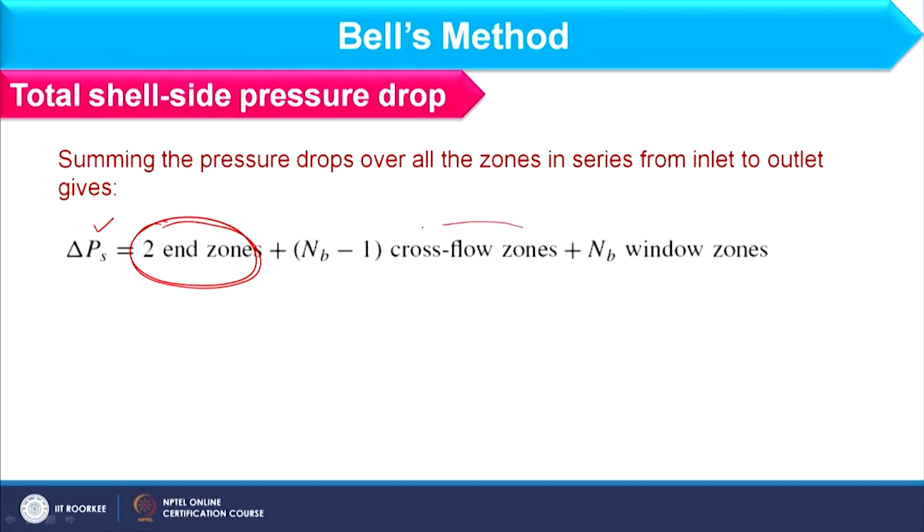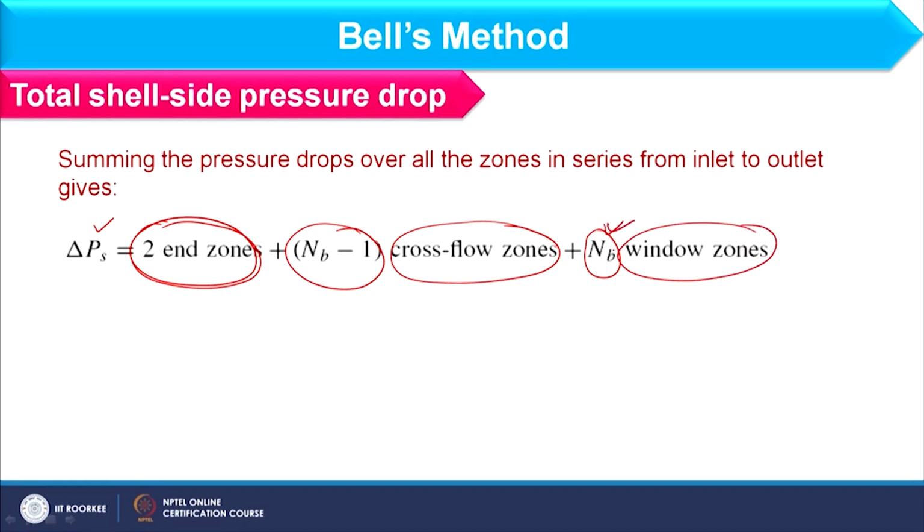How many cross flow zones will there be? If you remember, previously we counted the number of baffles as 7 and the number of cross flows as 6. So, NB minus 1 will be the total number of cross flow zones, and the total number of window zones will be equal to NB, right. In this way you can find the individual pressure drops, and then multiply each with the respective number to find the total pressure drop on the shell side.